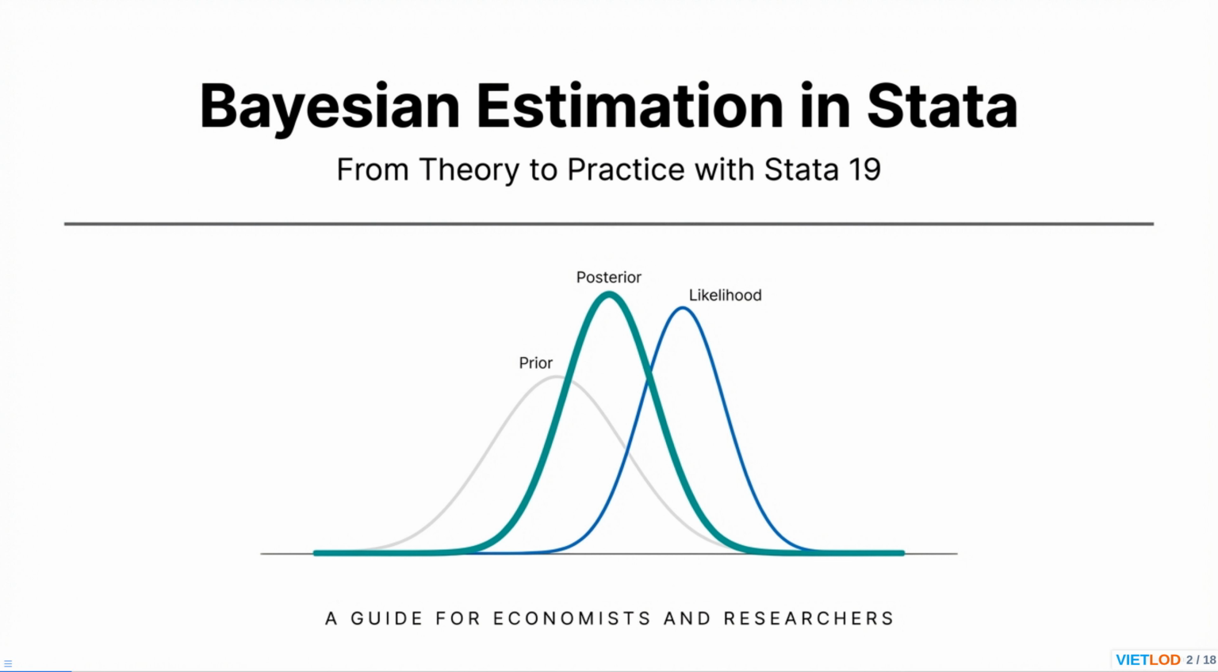At its core, Bayesian estimation is about updating our initial beliefs, or priors, with new evidence, the likelihood from our data, to form a more refined understanding, known as the posterior distribution. This iterative process allows us to combine existing knowledge with observed data for more robust analysis.